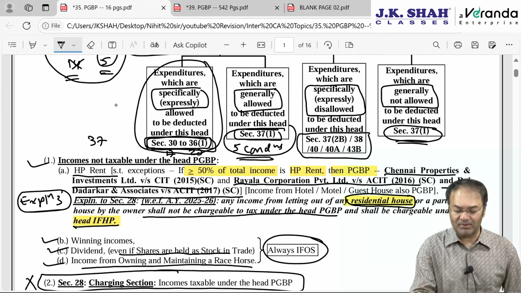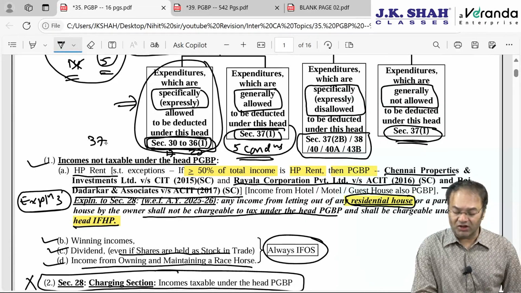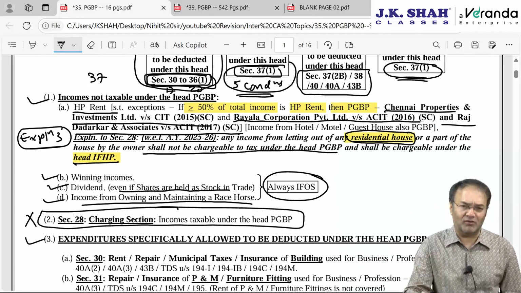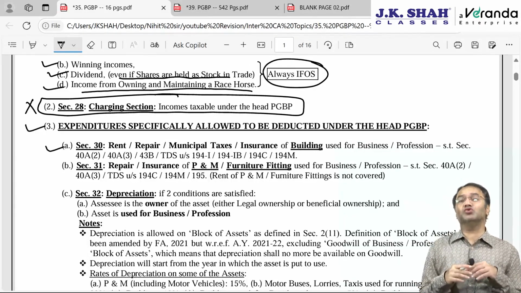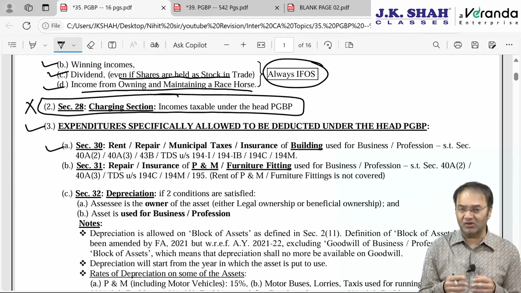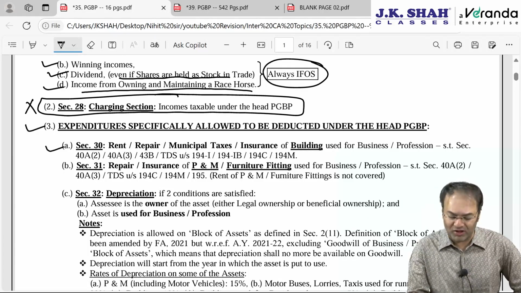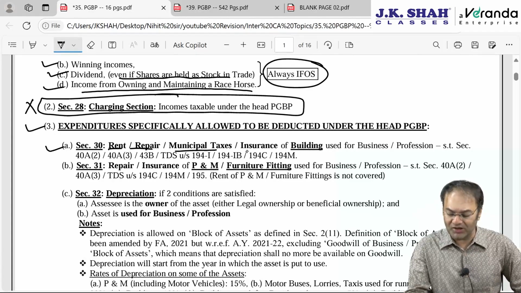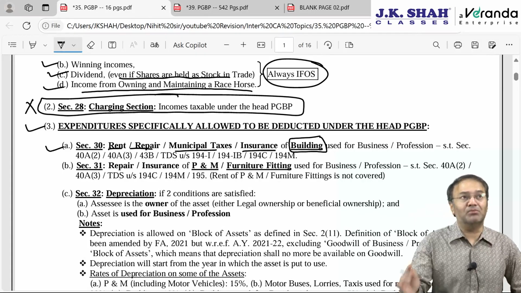In specifically allowable expenditure, we have section 30 till section 36(1), and then section 37 expenditure, whatever may be the number of expenditure. Very first expenditure is very straightforward, governed by section 30, which you need not study again. Without studying also, you can answer it. Rent, 4 expenditure: rent, repair, municipal taxes and insurance.